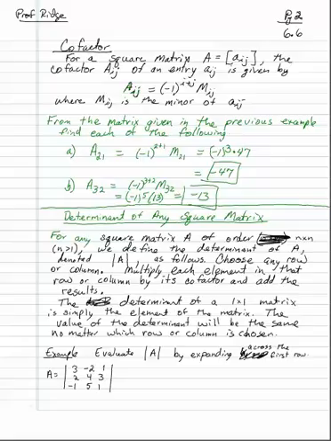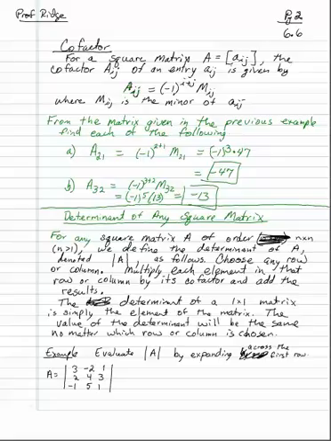The determinant of a 1 by 1 matrix is simply the element of the matrix, so there's no work to do on those. The value of the determinant will be the same no matter which row or column is chosen. So if I did a 3 by 3, you can choose any row or any column, and you're going to get the same answer, provided you did everything right. Okay, so evaluate the determinant of A by expanding across the first row. Now you can expand by any row or any column.